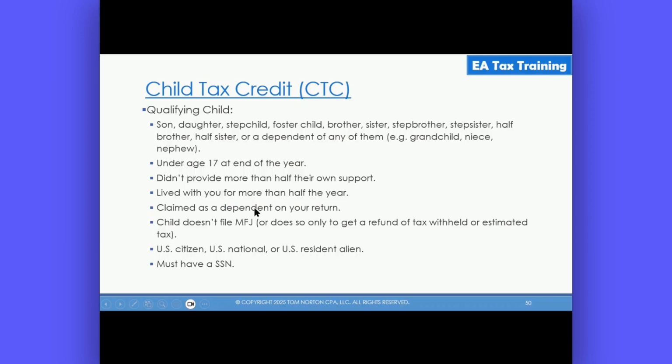So remember when we were talking about who gets the dependent, the main thing that does is allows that person to claim the child tax credit. Having the dependent allows the child tax credit. The child cannot file married filing jointly, or if they do, the only reason they do is to get a refund of amounts withheld. The child must be a U.S. citizen, a U.S. national, or a U.S. resident alien, and they must have a Social Security number. So if they meet all of this criteria, then they are a qualifying child for that $2,000 child tax credit.